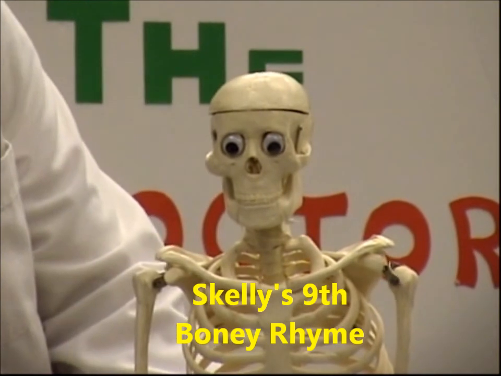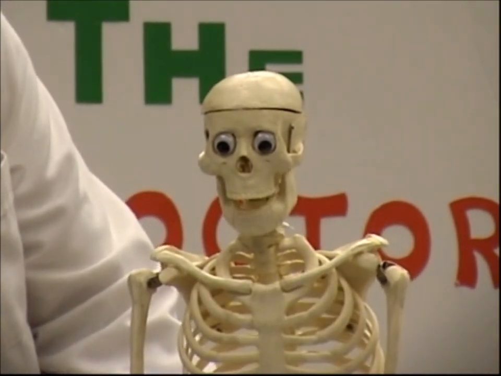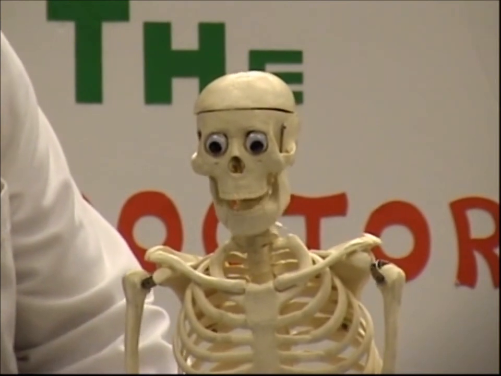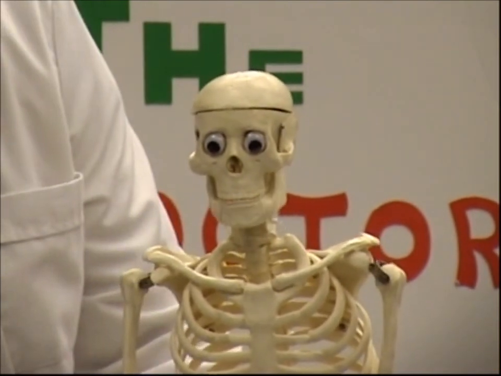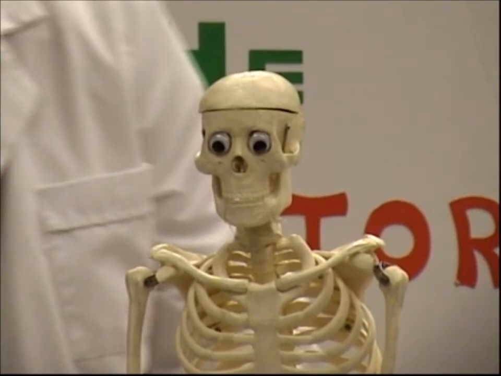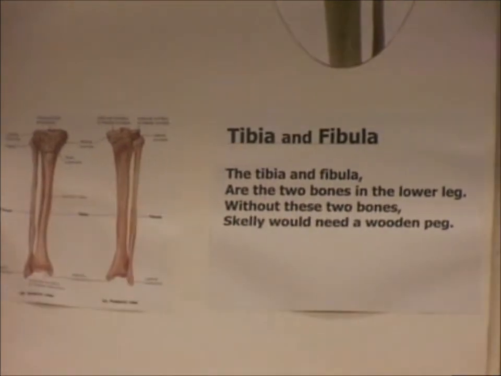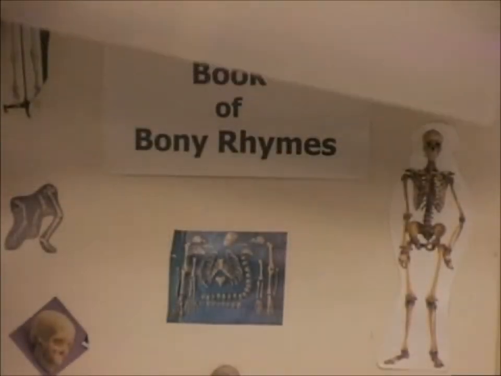Yes, the tibia and fibula are the two bones in the lower leg. Without these two bones, Skelly would need a wooden peg. Okay, Skelly is talking about himself in the third person there. So Skelly would need a wooden peg. Oh, well.